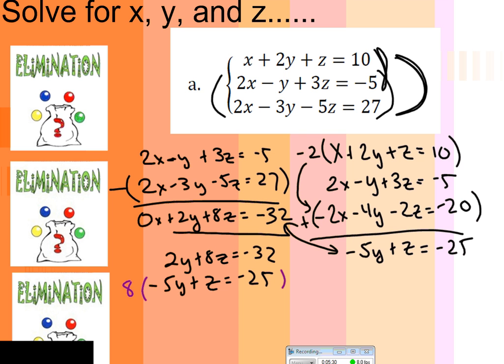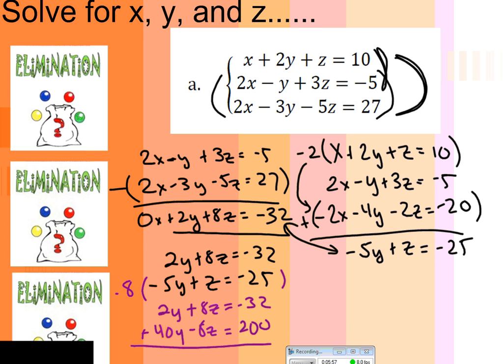I'm going to multiply this by 8. So this is going to be 2y plus 8z equals negative 32. The bottom is going to be negative 40y plus 8z. I should be a negative, so it's positive 40. That's going to be minus 8z. That's going to be 200.